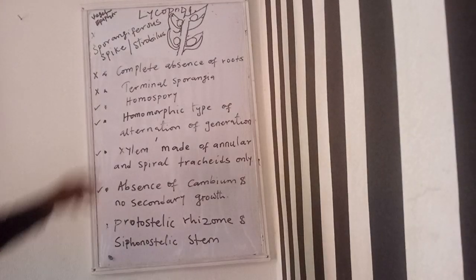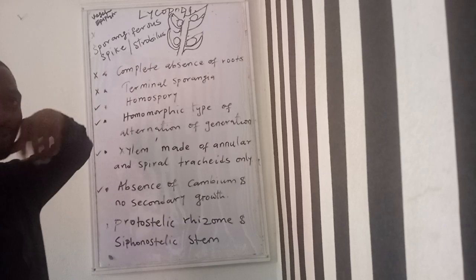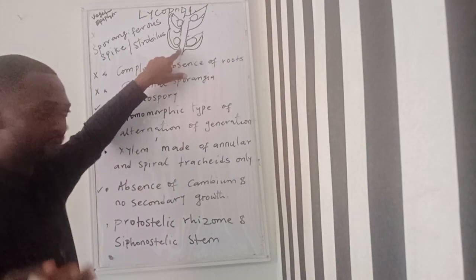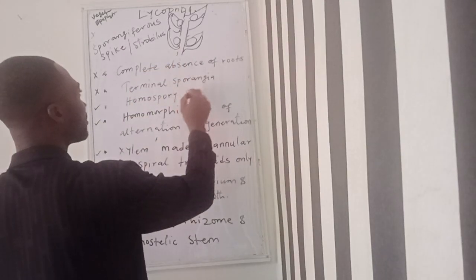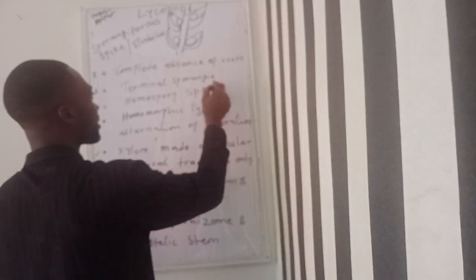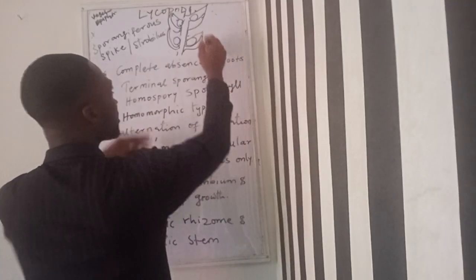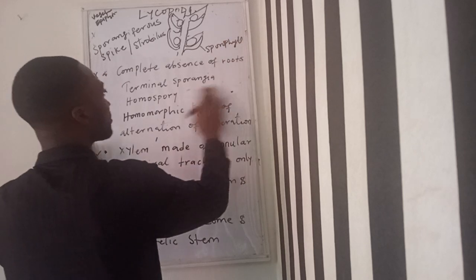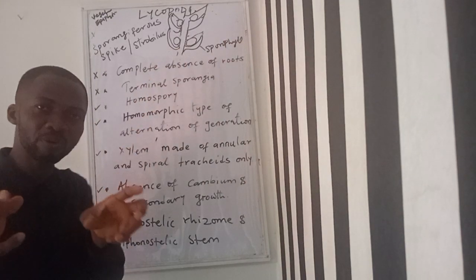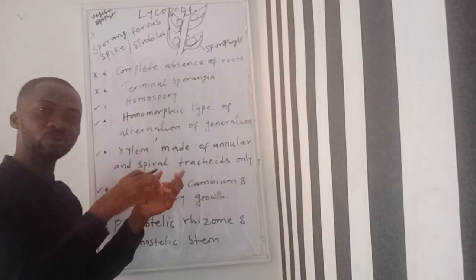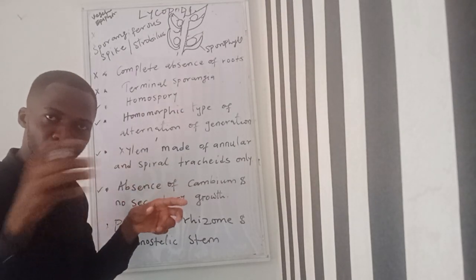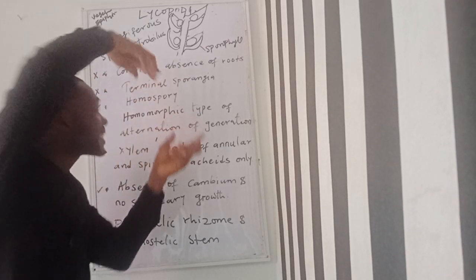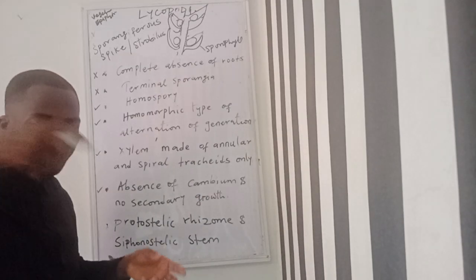All right. So this is the sporangiferous spike or strobilus. The reproductive leaf is called a sporophyll. So this is a sporophyll. The sporophylls are attached to the sporangiferous spike or the strobilus, and the sporangium is found right inside the sporophyll.